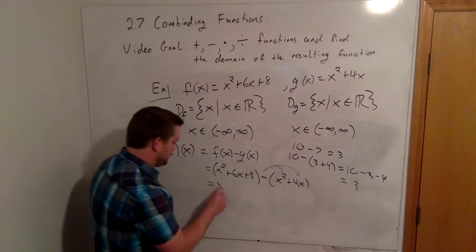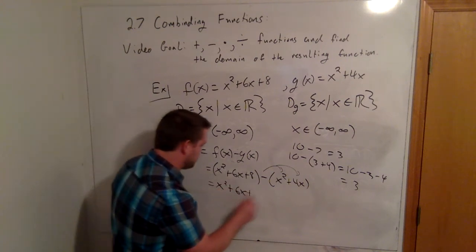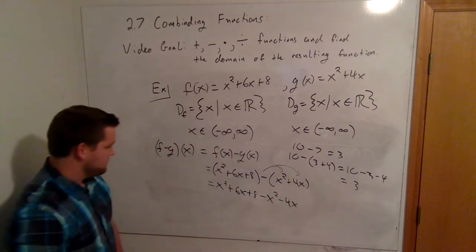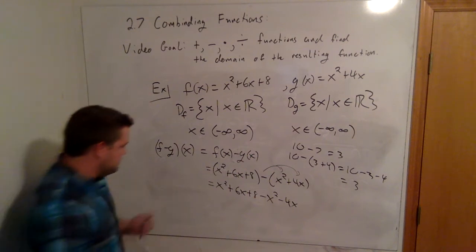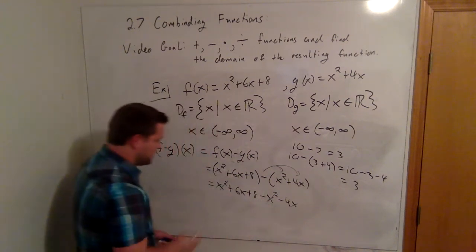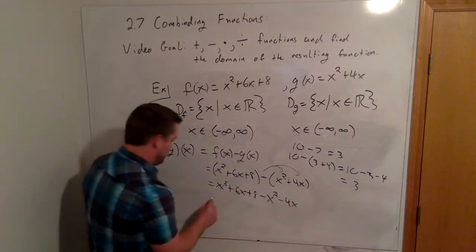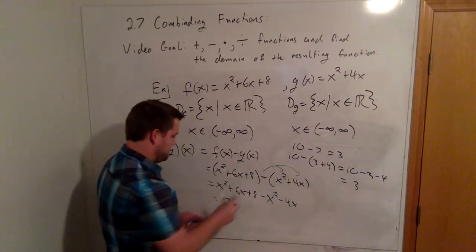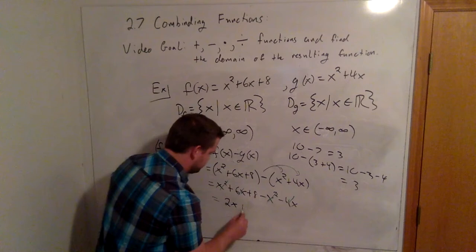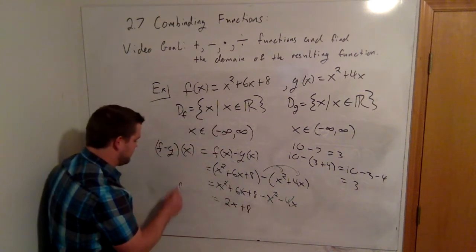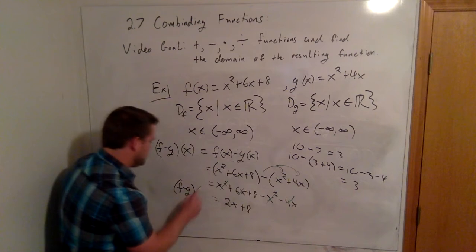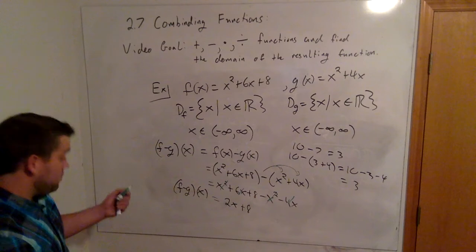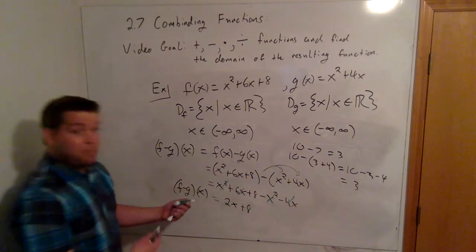So what we'll have here is x squared plus 6x plus 8 minus x squared minus 4x. Now we can clean this up. Notice that these x squareds cancel out: x squared take away x squared, I have 0 x squareds left. I have 6x take away 4x, I'm left with 2x, and then plus an 8. So our new function, f minus g of x, is equal to 2x plus 8.